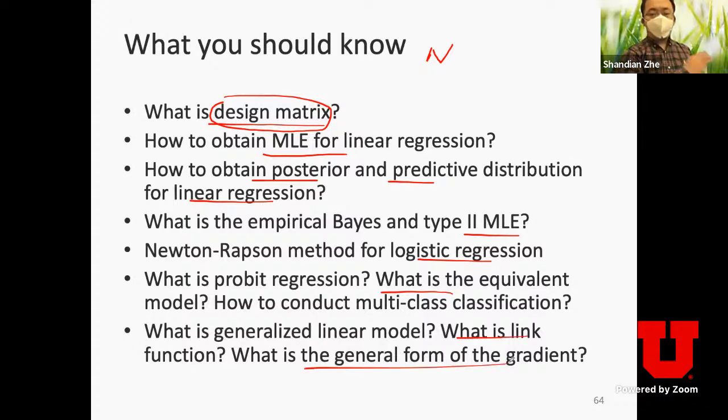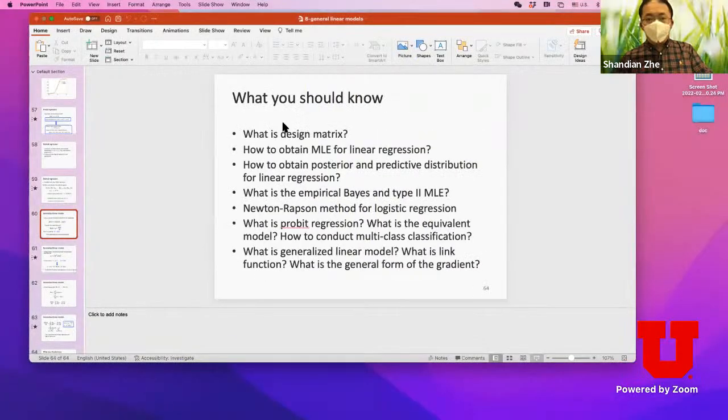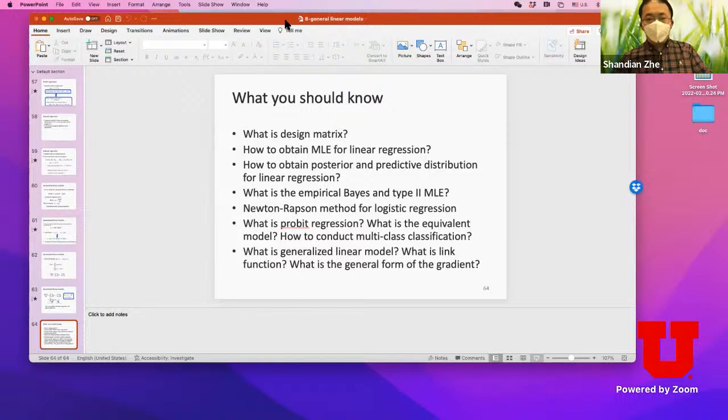Okay, so we're going to stop here. So we're going to talk about another family of probabilistic models.